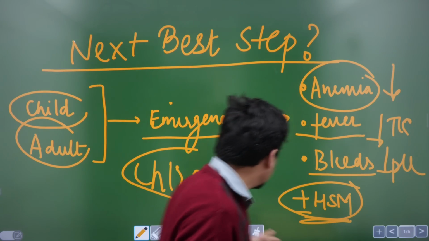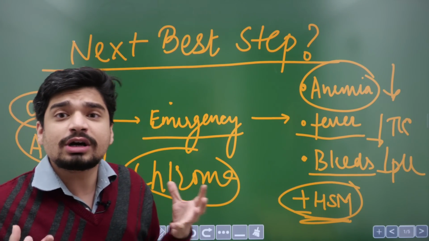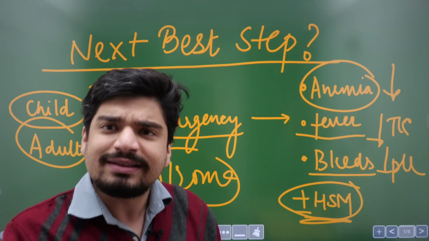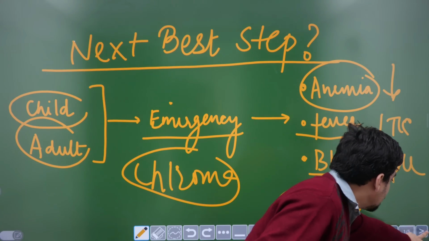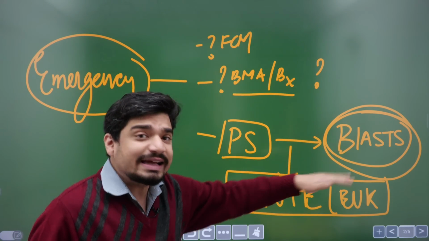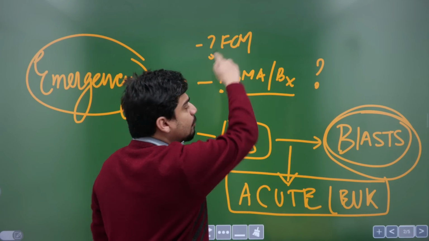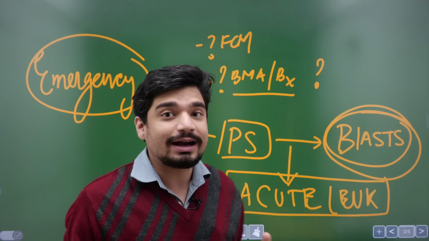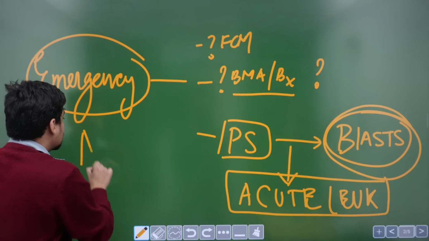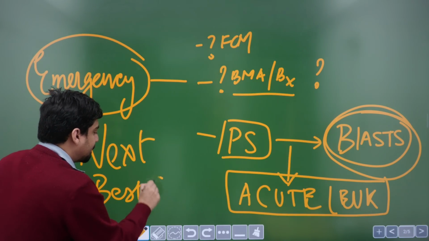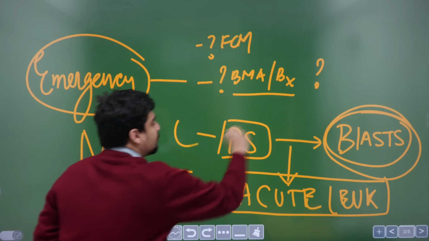So the child or the adult has come to you with chloroma, and you want to confirm whether AML is there. You can simply look at the peripheral smear and that can tell you whether blasts are present or not. Later, to confirm the diagnosis, you can go for bone marrow and flow cytometry and stuff like that. But in emergency, the next best step would always be a peripheral smear.